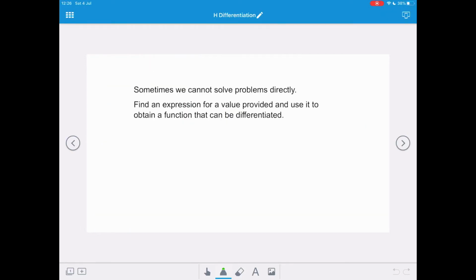Now sometimes we cannot solve problems directly. Sometimes we need to find an expression for a value provided and use it to obtain a function that can be differentiated in order to be able to optimize the problem.